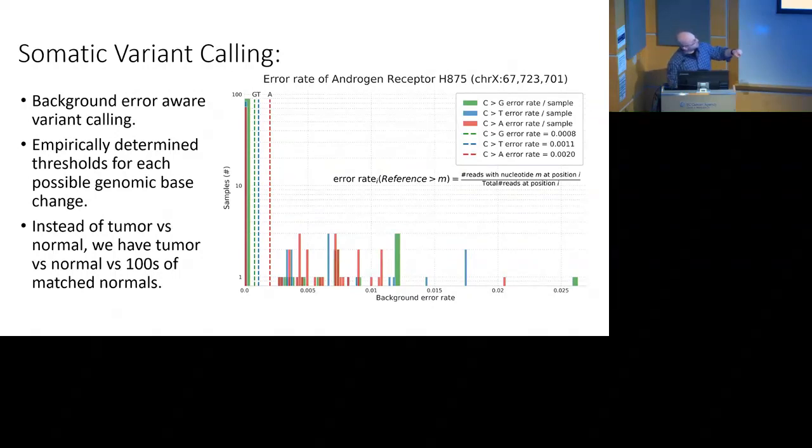And in those situations, then they become resistant to enzalutamide. You can see here that with each base change, there's very different rates of error. C to A, for instance, has more than double the amount of C to G. And it's really at this point where we can compare things not just as tumor versus normal, but tumor versus normal versus thousands of normal samples.